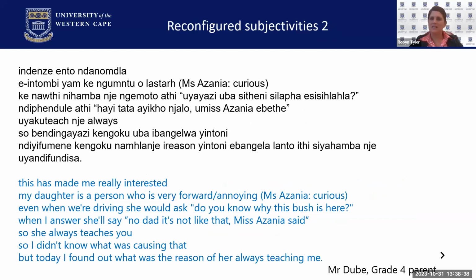And the second piece of interview data comes from a parent. We were able to engage with the grade 4 parents at the beginning of the project, and also to feedback on the results of the project. And so this parent, this father, explains here that this has made me really interested. My daughter is a person who is very forward or annoying.